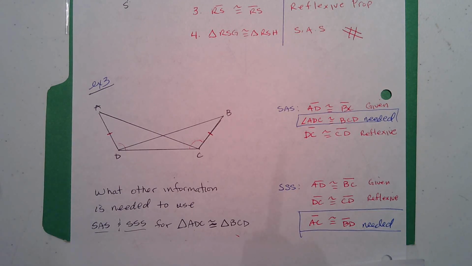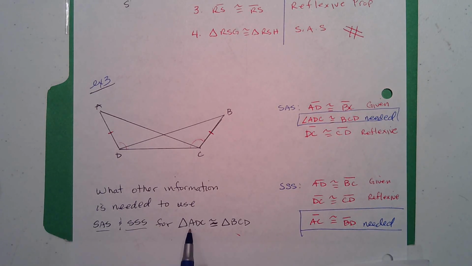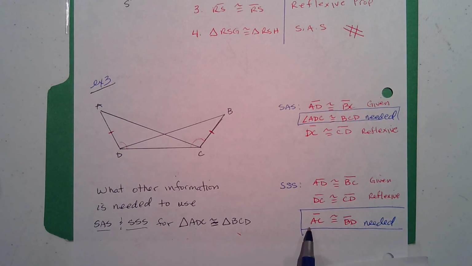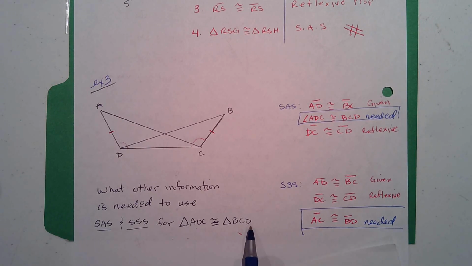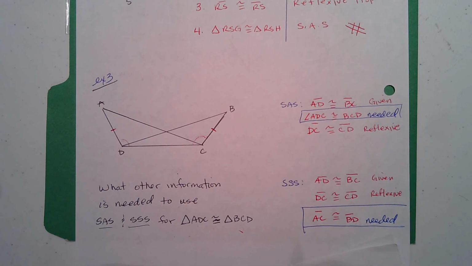Okay, and again, remember, order is very important. So AC congruent to BD, don't put DB please. It's important you put in order. AC, first, third. BD, first, third. Order, again, is very important.